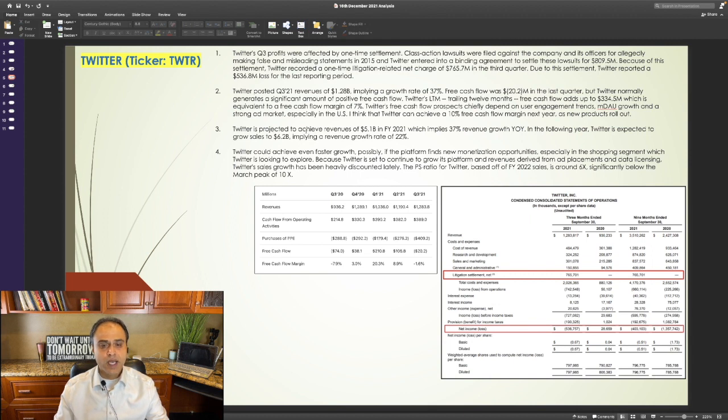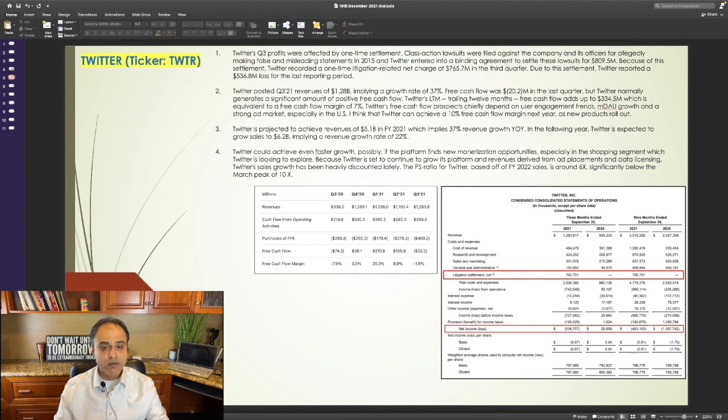Twitter is projected to achieve revenues of $5.1 billion in fiscal year 2021, again, which implies 37% revenue growth year over year. In the following year, which is 2022, Twitter is expected to grow sales to $6.2 billion, implying a revenue growth rate of 22%.